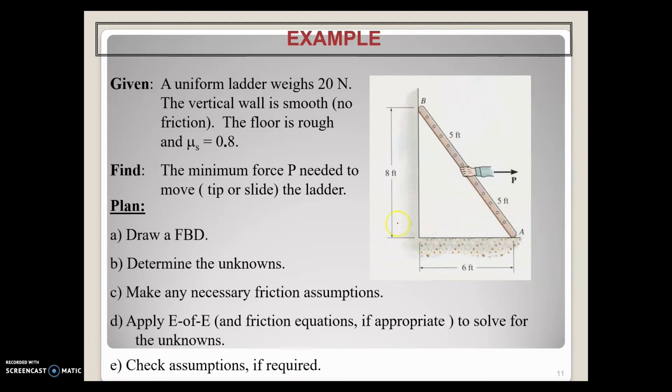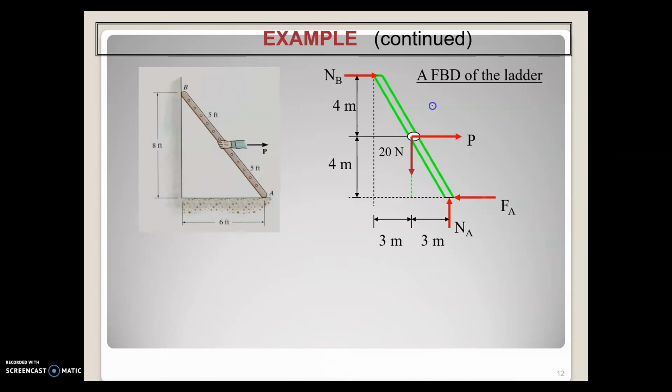Okay. Okay, plan dia kena draw FBD. And then you determine the unknowns. And then make any necessary friction assumption. Third, fourth, baru apply equation of equilibrium to solve the unknown. And then check the assumption if required. Okay, the FBD of the ladder. So, dia tadi dekat point B tak ada.